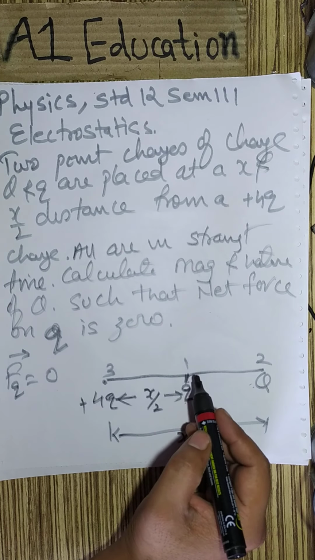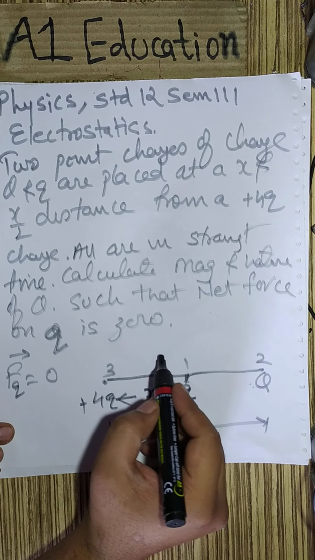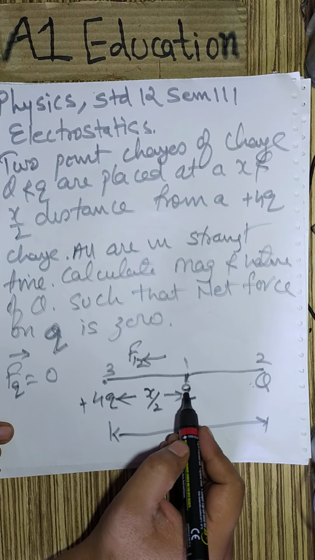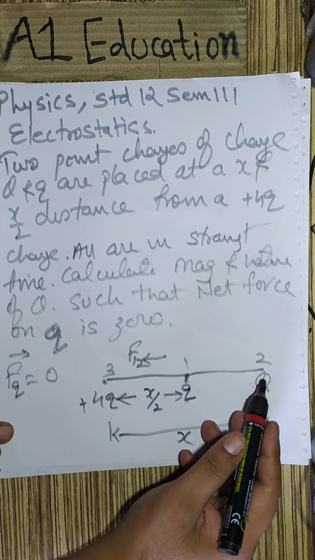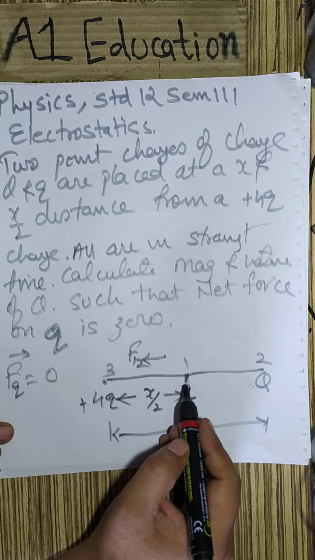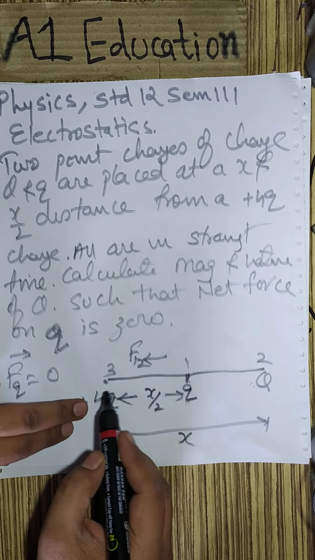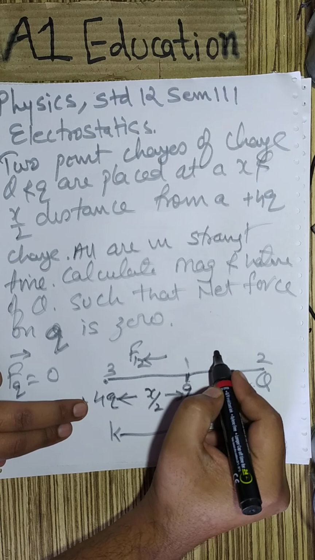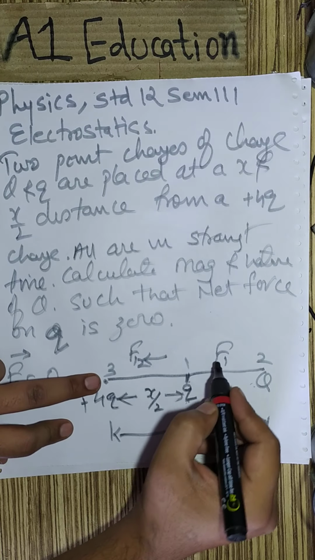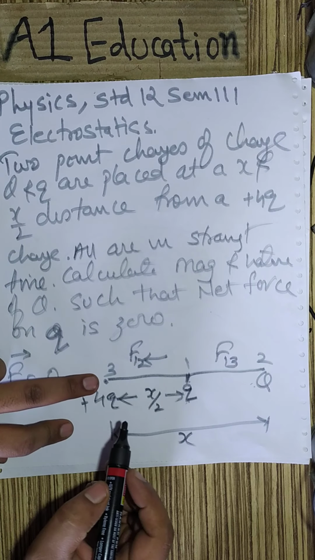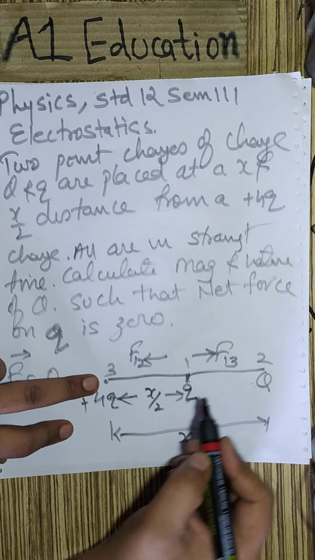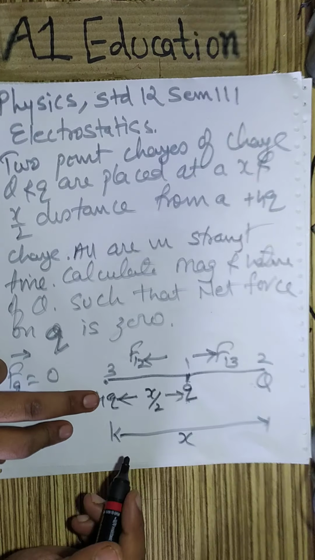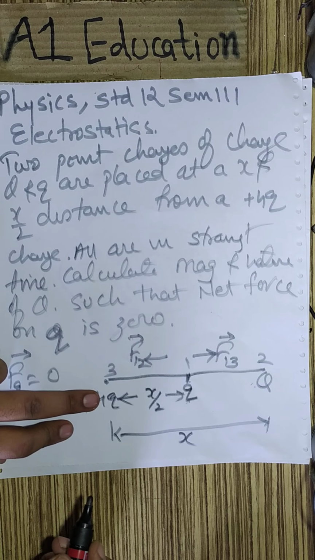How? So force on 1 due to 2 will be in this direction, as Q is large enough, and Q, they both repel each other. So Q will repel this smaller Q in this direction. Similarly, this plus 4Q is again greater than the Q. So force on this charge due to the third charge will be in the opposite direction. This charge will push this charge. These are the vector notation.